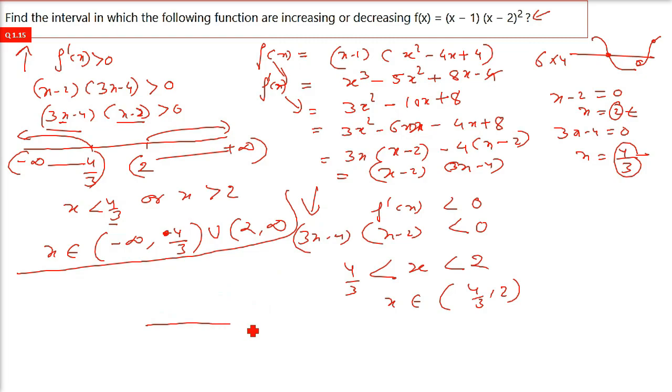Now making a number line is always good in order to complete your solution. So this is 4 by 3. This is 2. So anything which is below 4 by 3 and above 2, this is increasing.